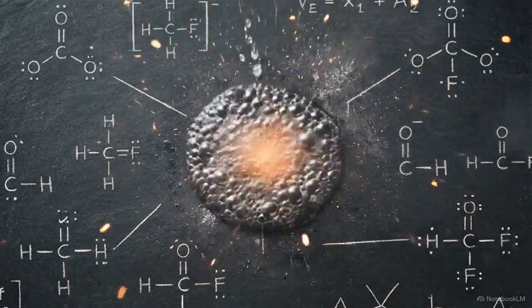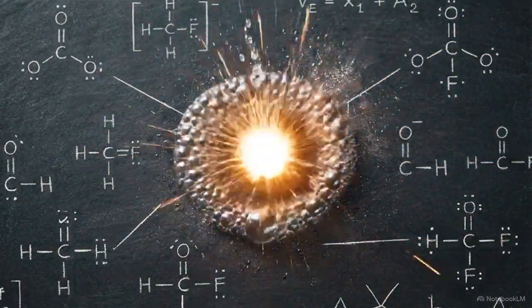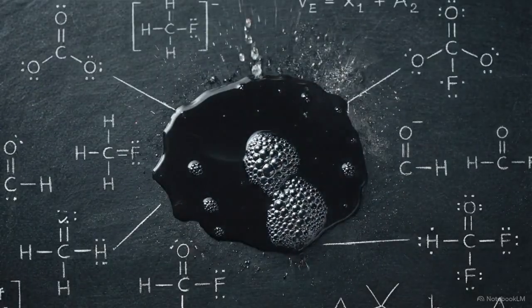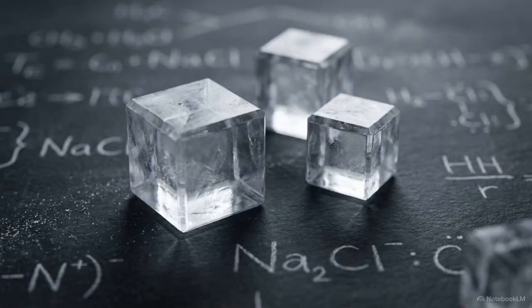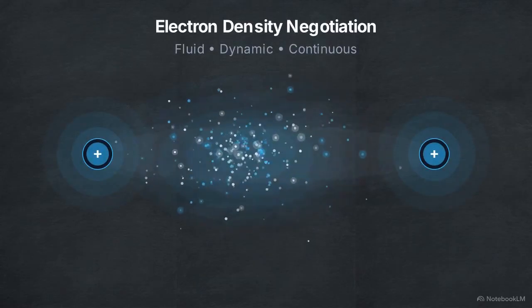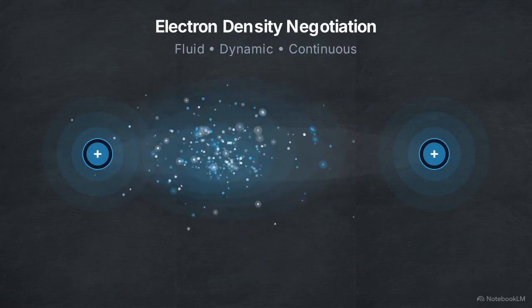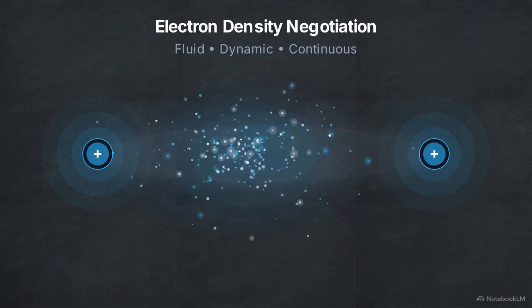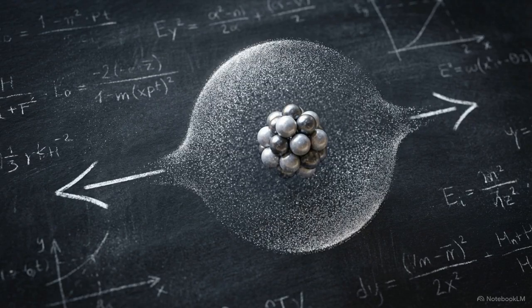Drop an atom of sodium into water and it violently explodes. But lock that same sodium atom together with chlorine, and you get perfectly stable geometric crystals of table salt. These outcomes occur because chemical bonds are fluid negotiations of electron density between atomic nuclei, rather than rigid absolute categories. The defining metric of this negotiation is electronegativity.